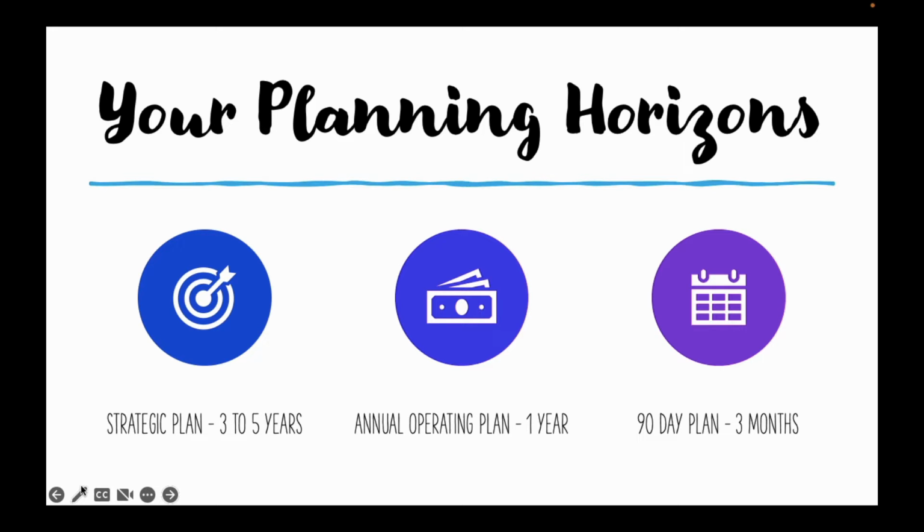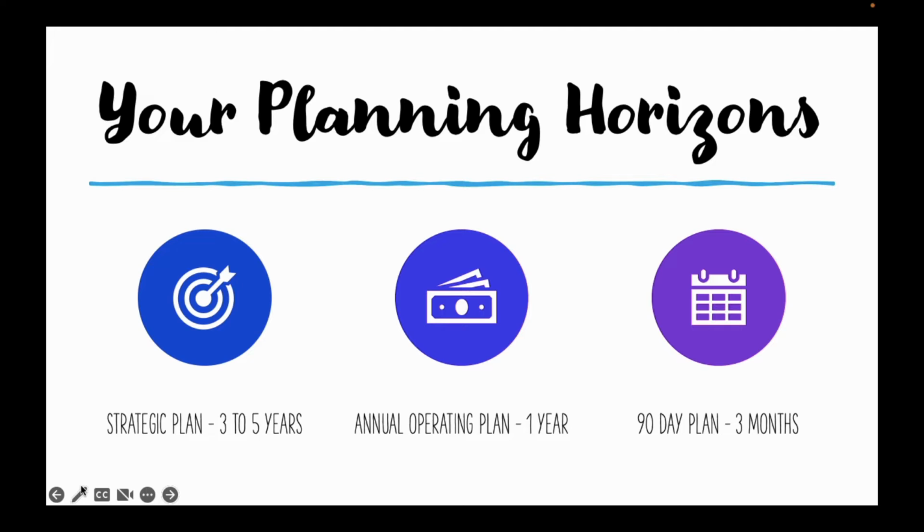And then I'm going to encourage you to break your annual operating plan down into 90 days. So into four 90-day plans where you go, okay, if this is what we want to achieve in the next year, then what do we have to do in the first 90 days, the second 90 days, etc. And we do those 90 days at a time.